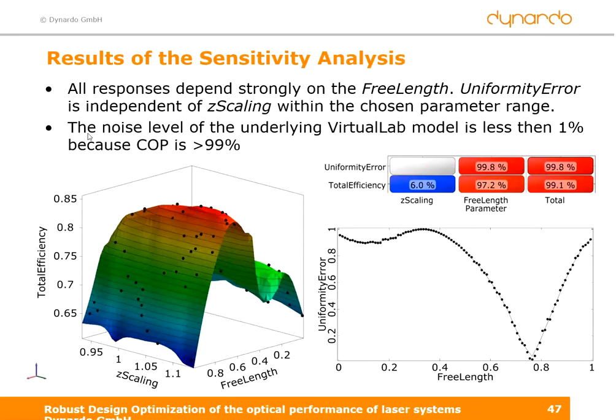What I also want to point out is that you find out by this total COP that the noise level of the underlying numerical model is less than 1%. Because of this very high COP, and the COP explains only the variation, everything that is varying due to the inputs, but it cannot explain a noise. That's why the 1% that cannot be explained must be noise.